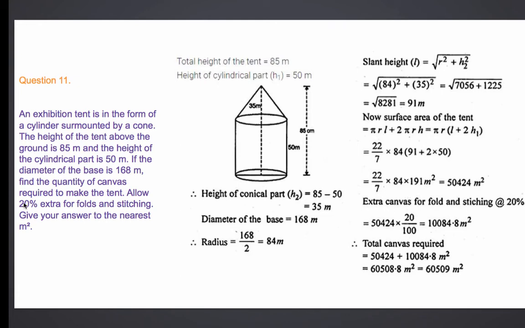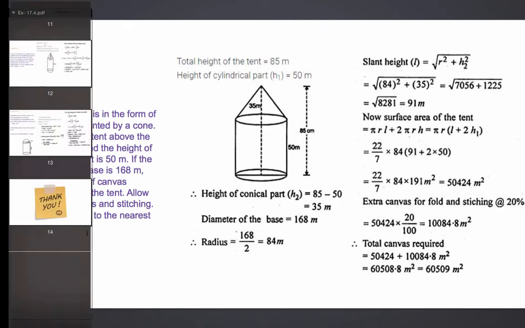For what is it needed? It's written here, 20% extra is needed for folds and stitching. So 20% of what will we calculate? 20% of this total surface area. Okay, so 20% of this is this much value. 20% means 20 upon 100 of what? Of the total surface area we were getting. So this is what I get as the value. That means the total area needed is this much plus 20% which is needed for folding and stitching. And we get the value as 60,508.8 meters square.